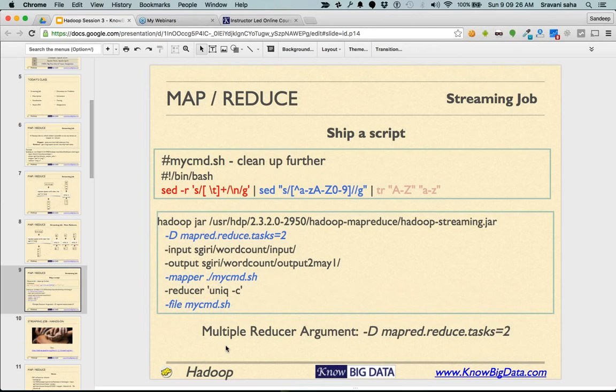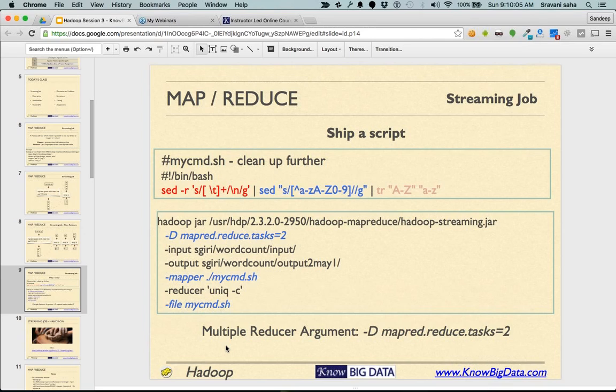If we have to run it over the cluster, then this command has to exist on all the nodes. This mechanism called distributed cache is something which Hadoop uses. Hadoop uses something called distributed cache to ship a file from one machine to all the machines. So this mycmd.sh has to be copied to all the nodes, and then it will be executed.